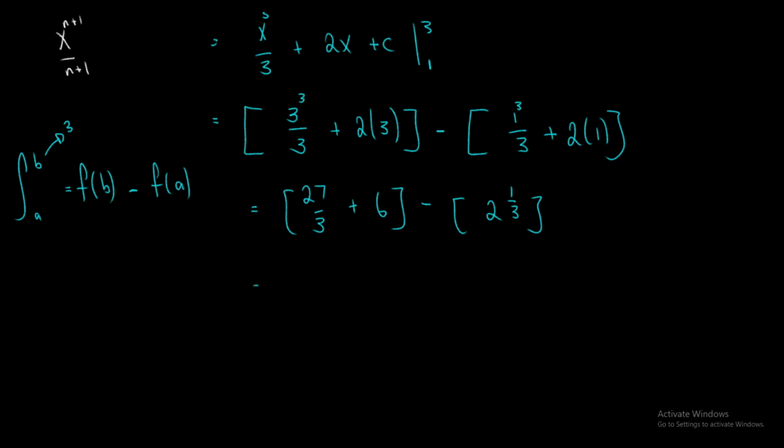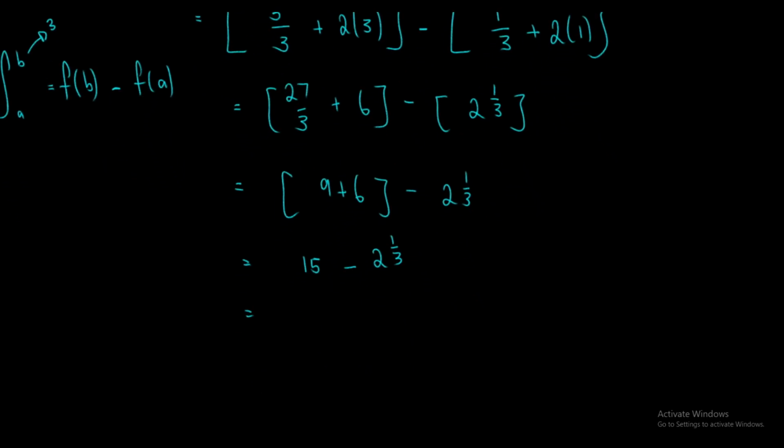Let's continue this equation. Again, you can feel free to skip all of these steps. I would recommend for practice sake, just practice all the steps anyway. So we have 9 plus 6 minus 2/3. That gives me 15 minus 2 and 1/3. And then since I'm working with area, in this case no measurement is given, so we have units squared.